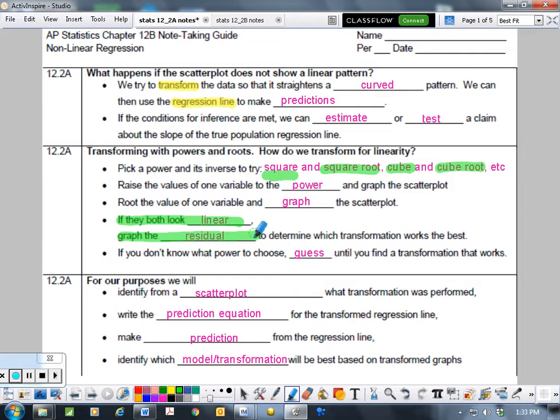Now for our purposes, because that can sound really complicated, what we're really going to do is identify from a scatter plot what transformation was performed. And then from there, we're going to write a prediction equation. We're going to make predictions, and we're going to identify which model or transformation will be best. So a lot of times, I have performed those transformations for you, and I've given you a graph, and I want you to tell me what works best. Because you could easily spend hours trying a ton of different transformations when really you don't need to. So I'll do the transformations, and then you need to analyze the data and tell me which one's the best one.